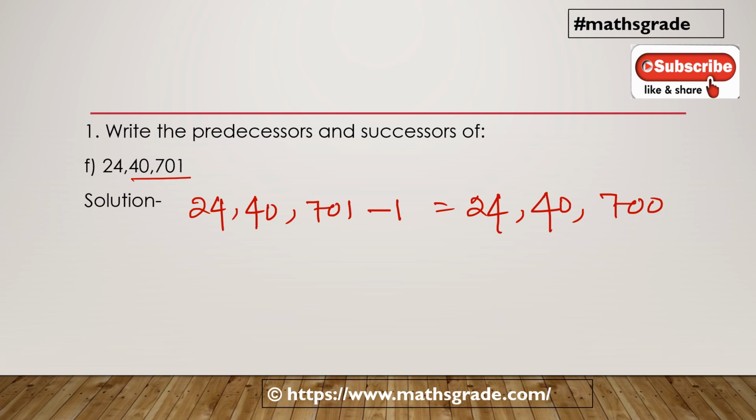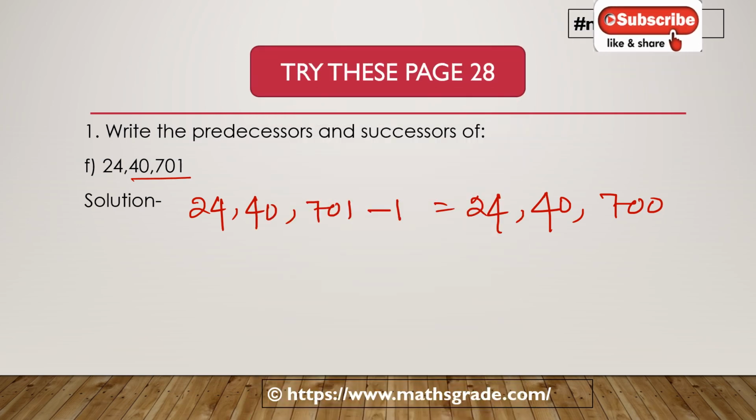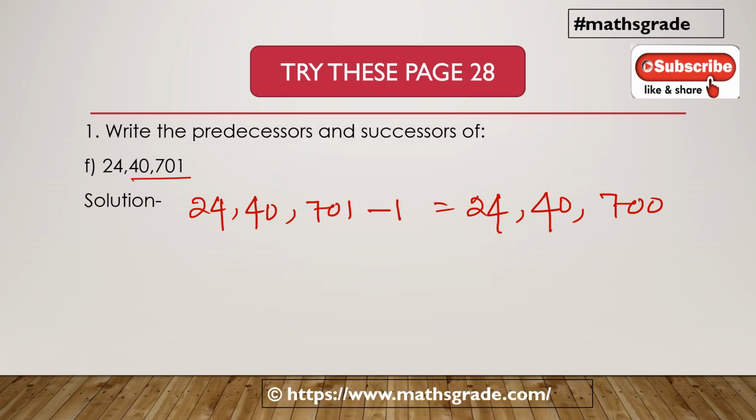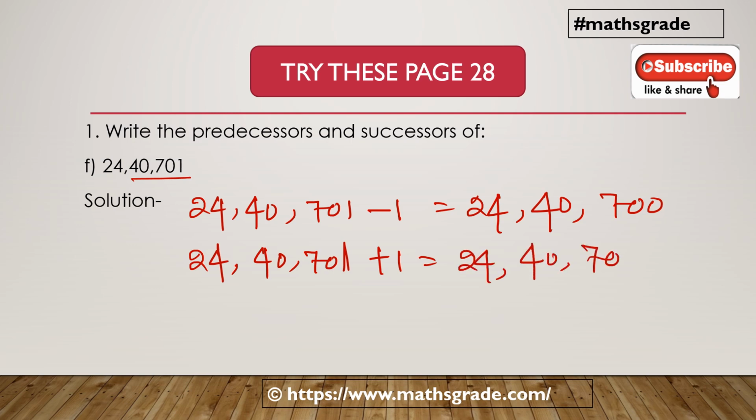And successor of 24,40,701 is, we have to add 1 with the number 24,40,701. So 24,40,701 plus 1 is 24,40,702. And 24,40,702 is the successor of the number 24,40,701.